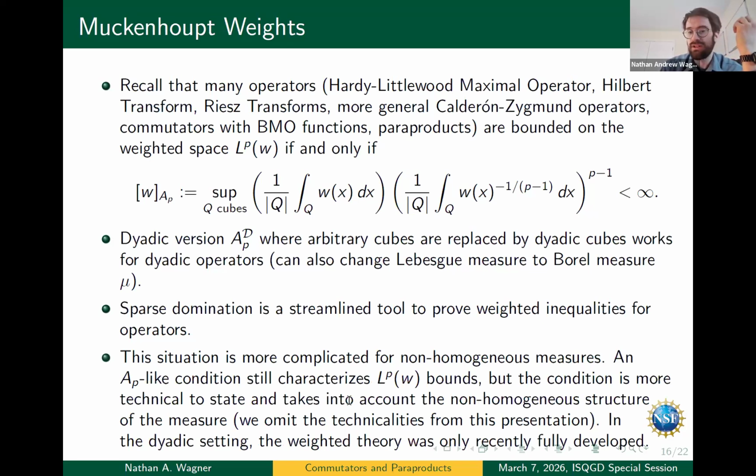And this situation is more complicated for non-homogeneous measures. There's an A_p-like condition that still characterizes L^p(w) bounds, but the condition is more technical to state and takes into account the non-homogeneous structure of the measure. And this is something that was just recently developed.